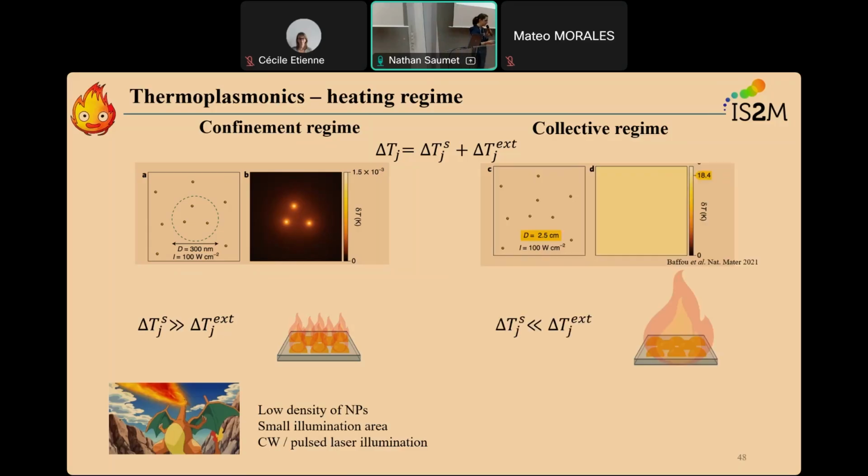And we can have the collective regime. So here it's more like a barbecue. You have many nanoparticles that are heating at the same time. Each nanoparticle can see the heat of the others. We have that many, many times because you have more than thousands of nanoparticles illuminated at the same time. So it's a temperature delocalization regime, and the temperature is uniform through the whole nanoparticle assembly, despite the heat source's nanometric size. And it happens on substrates with high density of nanoparticles when we shine a light on a large area, and with continuous wave laser illumination.